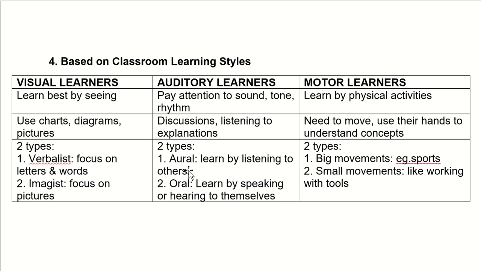Then we have auditory learners. Here we again have two types, that is oral and aural. The aural ones, of course, learn by listening to others, but the oral ones learn by speaking or hearing themselves. They either talk to themselves or they talk to others. So that's how they learn. And the motor learners understand by either big movements or small movements, like working with tools or performing small experiments. And in big movements we have an example, that is sports. Okay, so this is very crisp and clear.